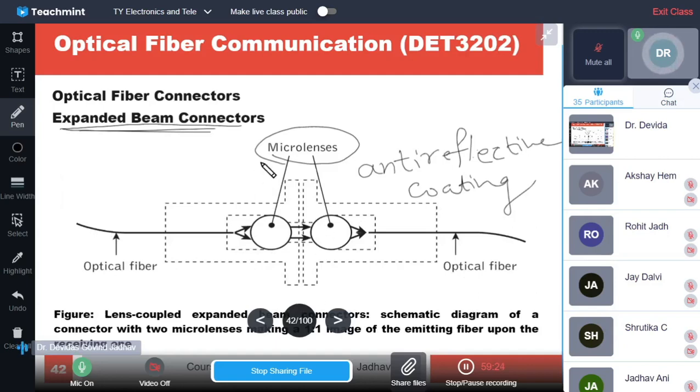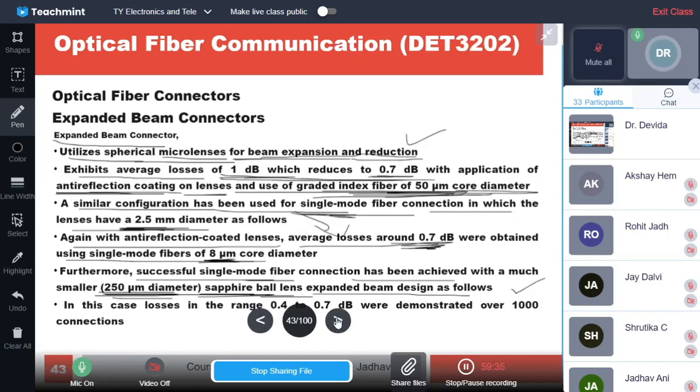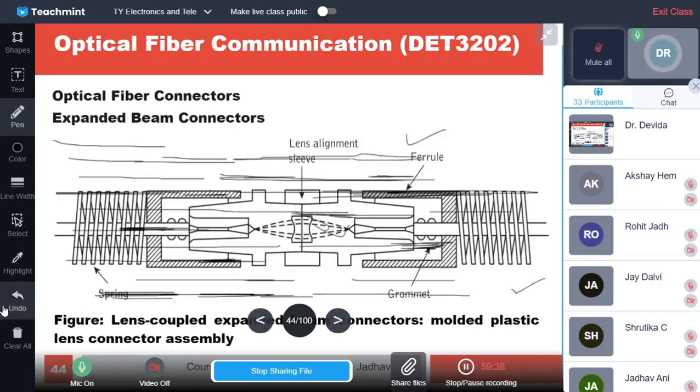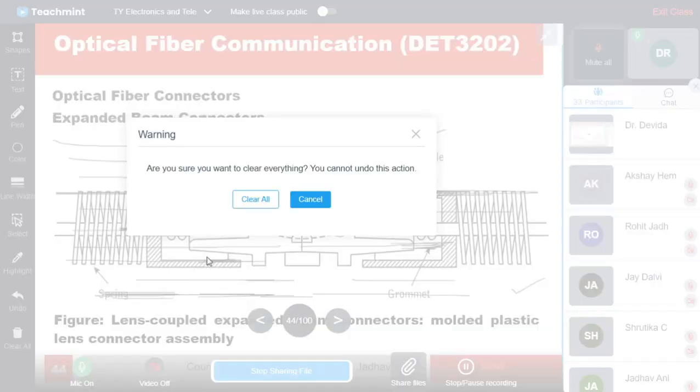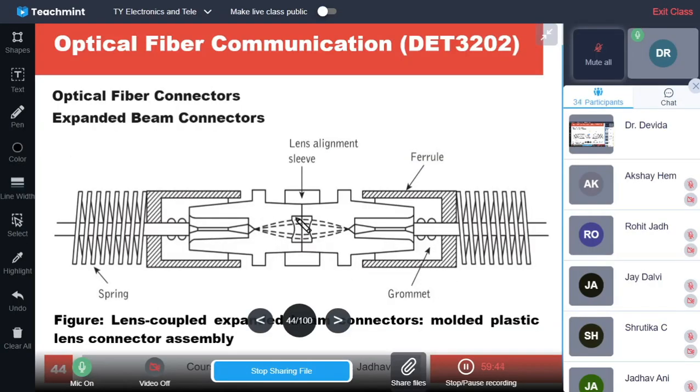So in the expanded beam connector, one structure we are seeing is where two different lenses are used, and one more structure is there where only one lens is used, a joint lens, just like the concave configuration. As you see in this figure, instead of two different lenses separated from each other, only a single lens is used.